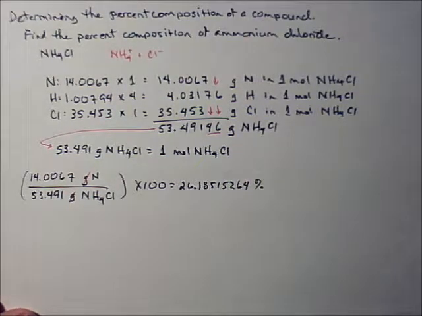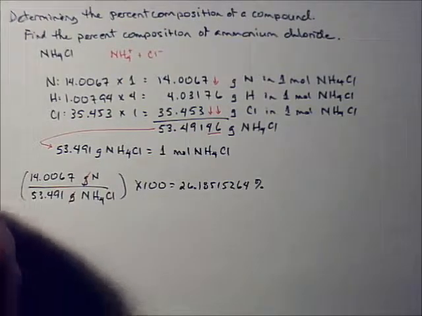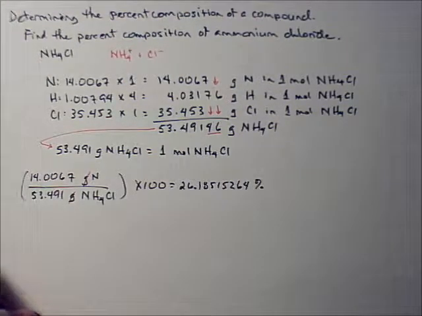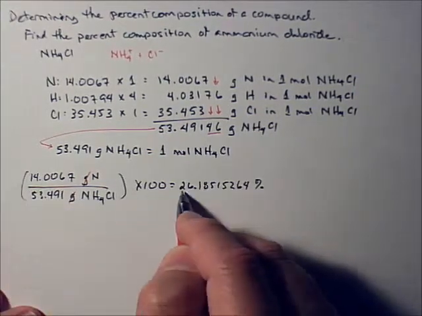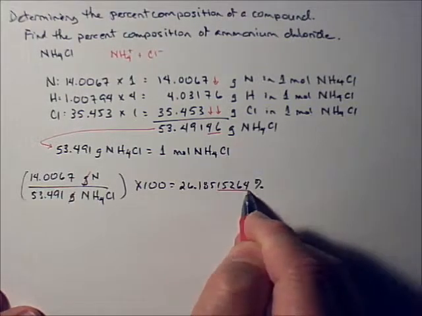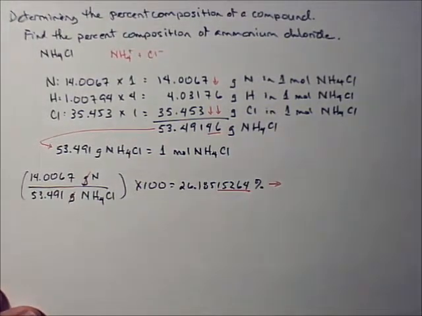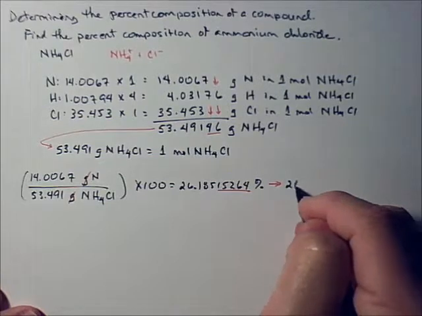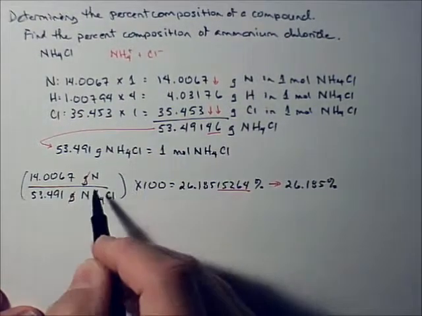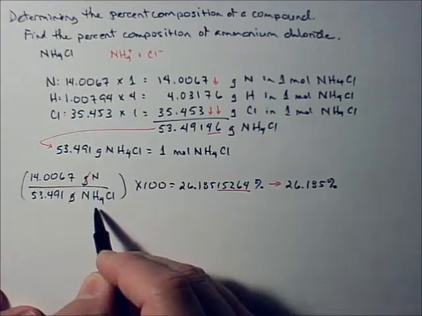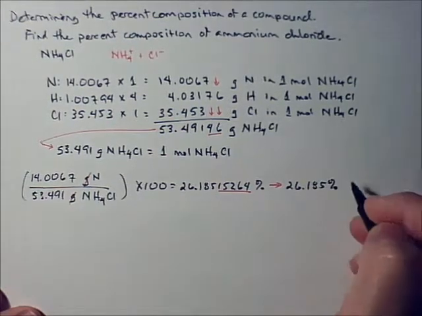Yep. That's what I have anyway. And then we're going to round it off to 5 digits. And we get 26.185% nitrogen in ammonium chloride.